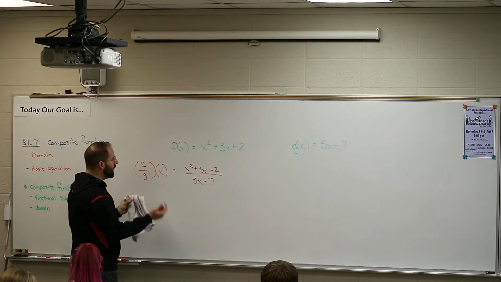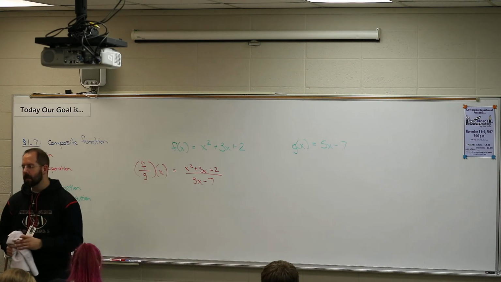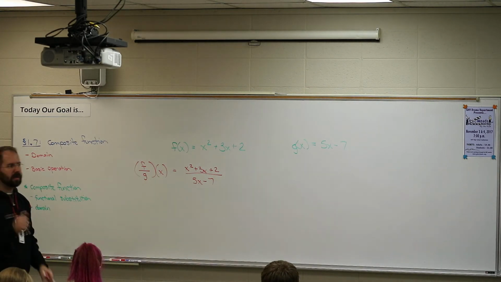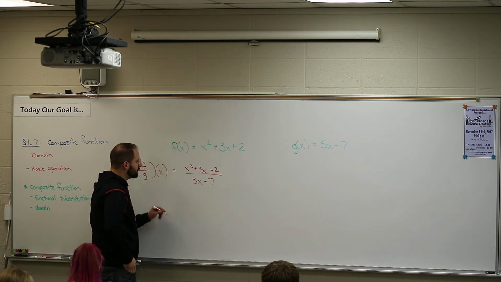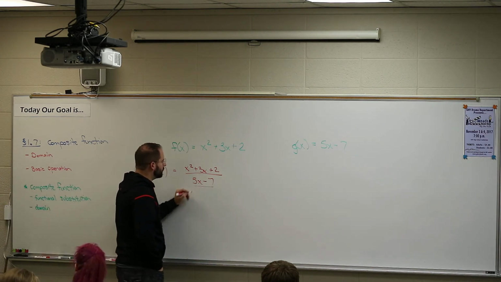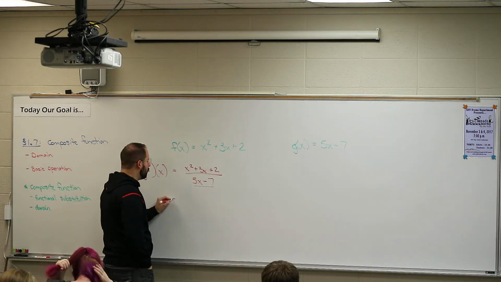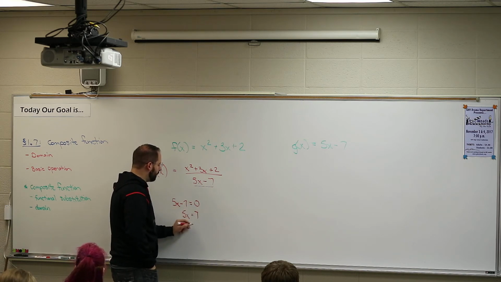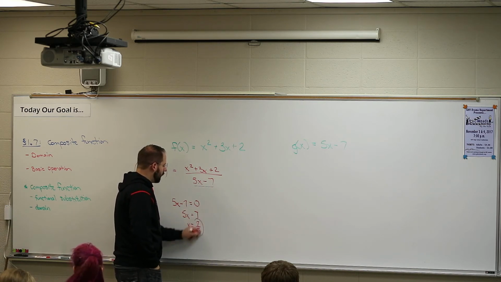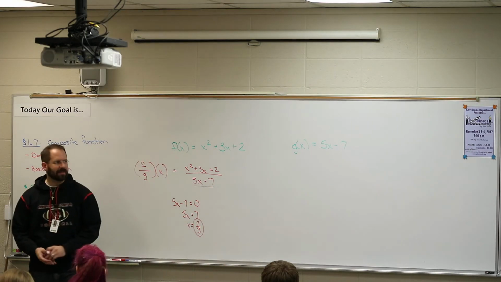If you can factor and cancel stuff out, great, fine and dandy. But the problem is, it does have an exception now. It's not all real numbers anymore. So now there's an exception to this. You have to figure out what would make the bottom 0. You can't divide by 0. So off to the side, you'd have to figure out, okay, so this equals 0, add the 7 across, divide by 5. 7 fifths.